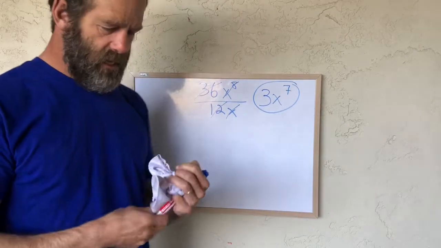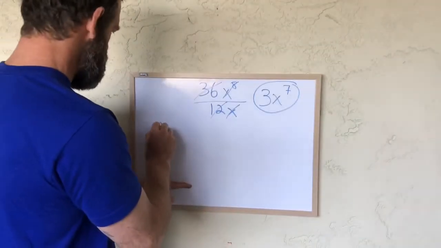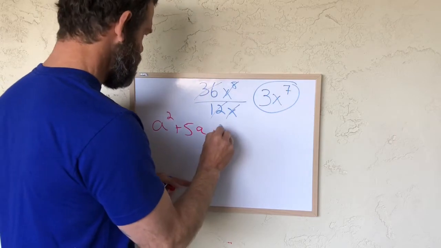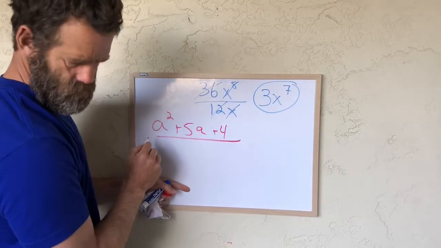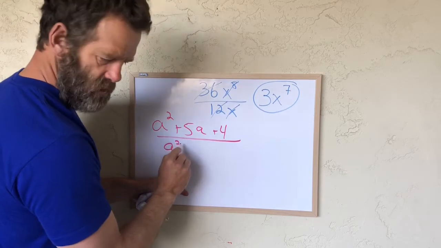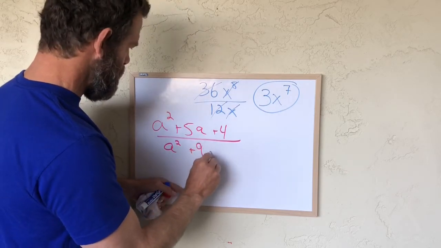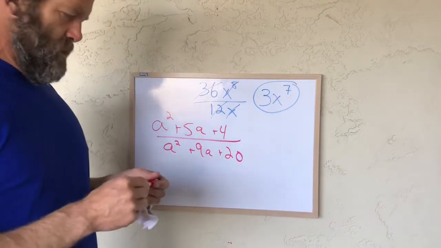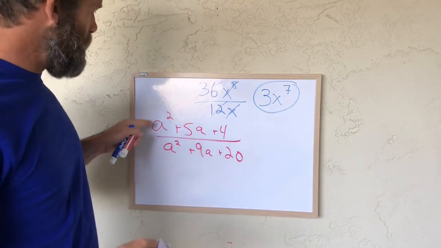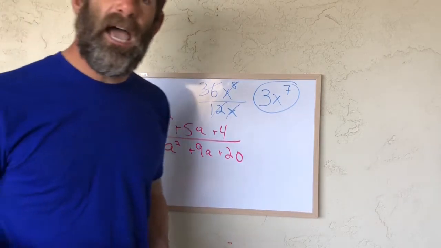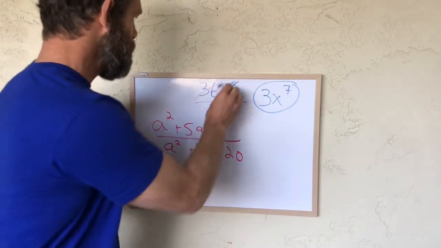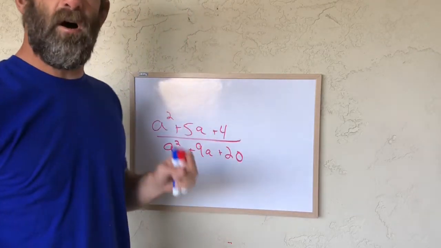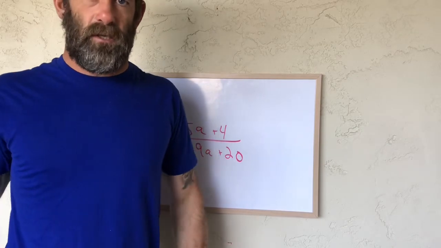The next one is a squared plus 5a plus 4 over a squared plus 9a plus 20. Okay. Now, if you were asked to plug a number into your a, which you do not have to do, and once again, these questions that I'm doing are the practice questions on your notes.